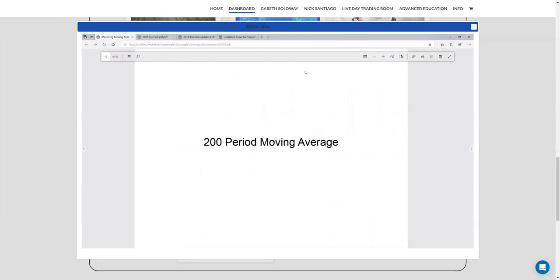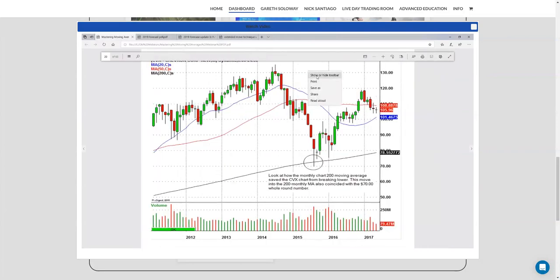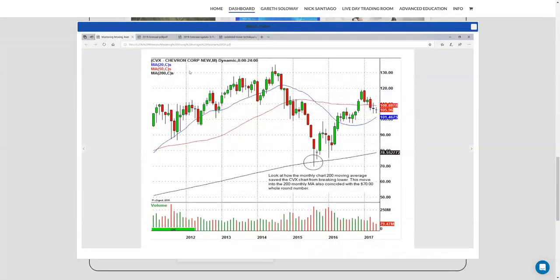So again, we'll cover all of this going forward, and let's get started here on a 200 period moving average. Back in the day, we used to call it the brick wall. Here's a chart of Chevron, and this is a monthly chart. So you want to use all of these different time frames.